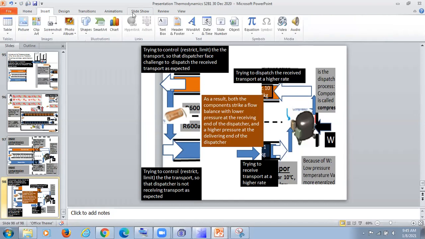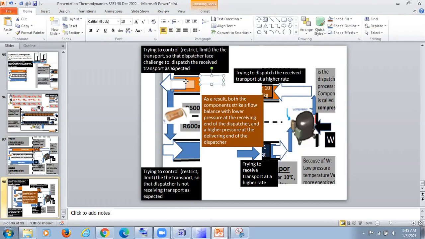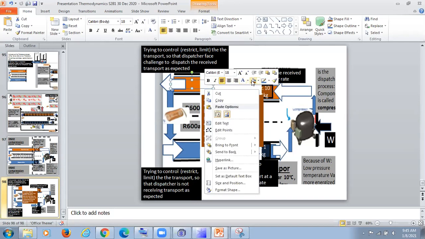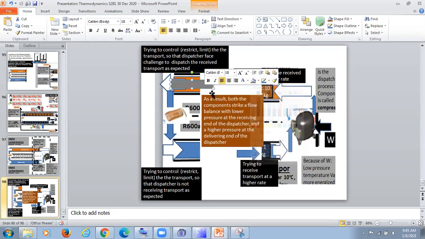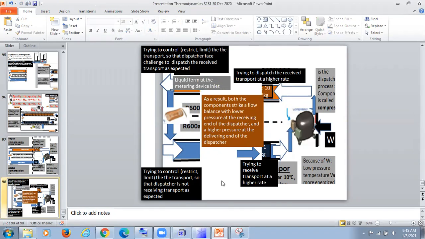So here, this will be in liquid form at the metering device inlet. Liquid form. Please follow very well.